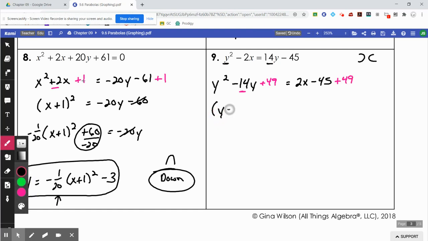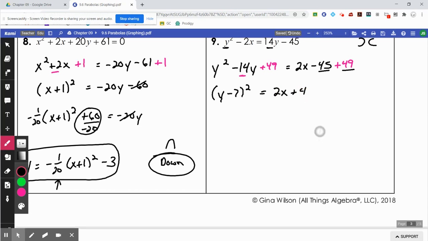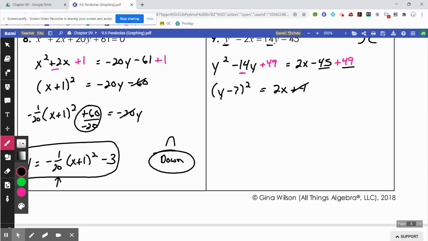Now when you factor, that gives you y minus 7 times itself is equal to 2x, negative 45, and 49 gives me a positive 4. Now it's just moving everything back over. To get rid of the plus 4, we're going to subtract 4. We now have (y minus 7) squared minus 4 is equal to 2x.